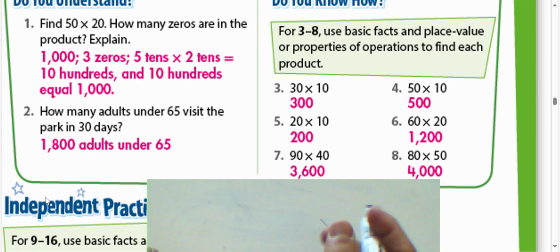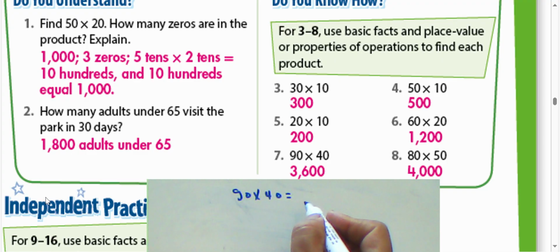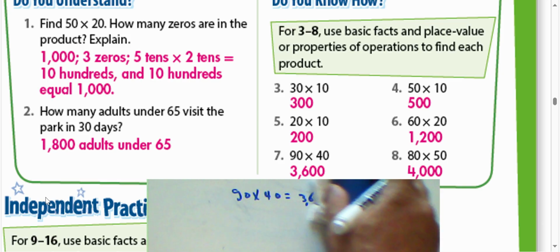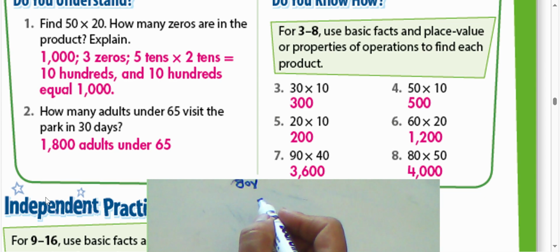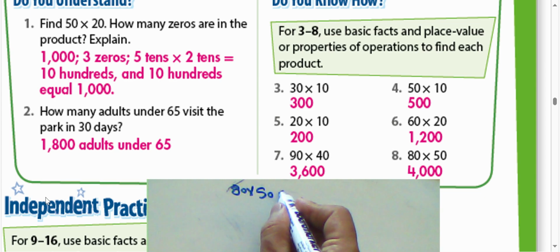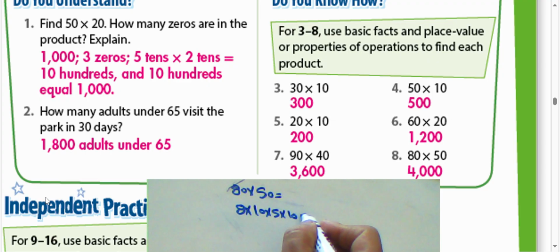We can find the product like this, very easy. 90 times 40. We can write double zero here, and 4 times 9 equals 36. And the result will be 3600. And also 80 times 50. Write 8 times 10 times 5 times 10.